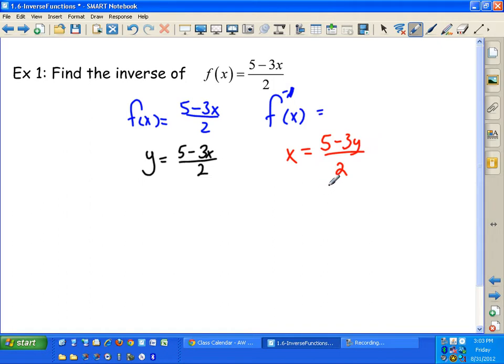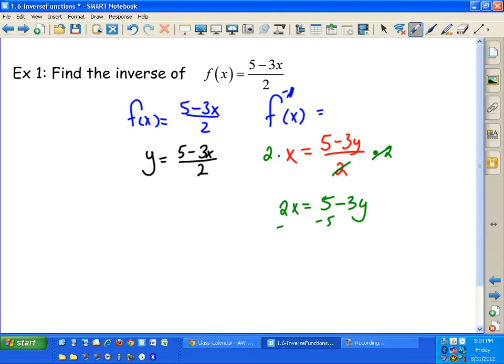And so that's what I will do. I'm going to get rid of the division by 2 by multiplying both sides by 2. Multiplying and dividing by the same number becomes 1. And so I have 2x equals 5 minus 3y. Then, to get the y by itself, I'm going to have to subtract 5 across the equal sign.